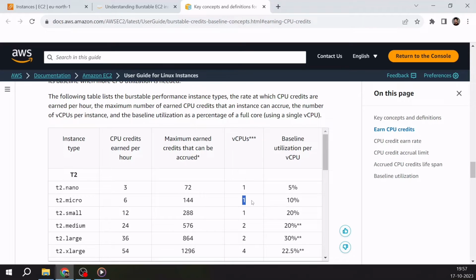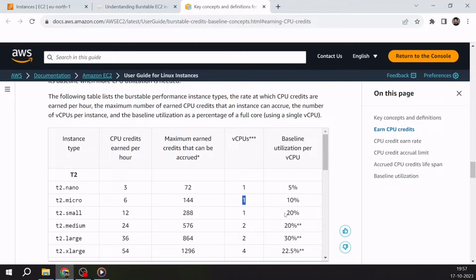So only if your CPU utilization is 10%, in that case it will work. Okay, but now you may ask, what if my application gets more requests, then CPU utilization goes high, what will happen in that case? Okay, so for that you have to understand what is CPU credit, but first you understand what is baseline utilization.